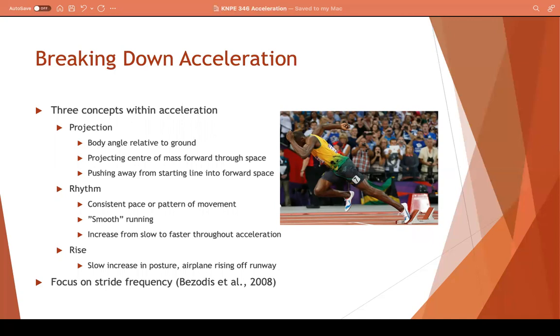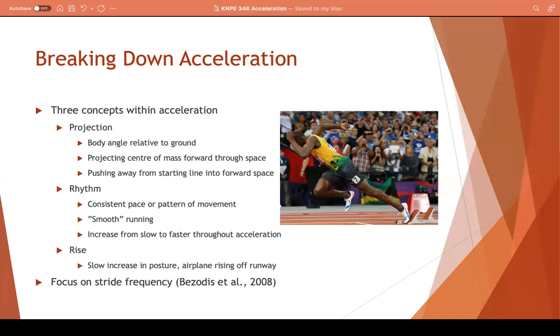Projection refers to the body's angle relative to the ground and stresses the importance of sprinters projecting their hips forwards away from the start line rather than standing up immediately. With regards to projection, we are looking for athletes to eat up the space in front of them, producing force, covering ground, and obtaining some level of horizontal velocity through the acceleration.